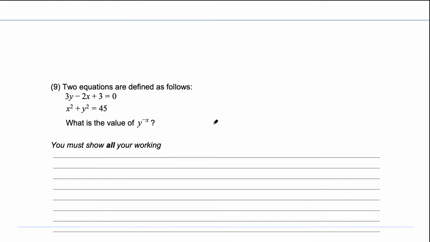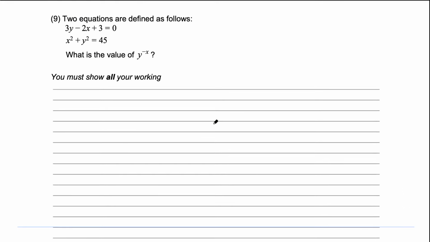Okay, question 9. I'm not going to go through question 9, but I just want to point out that there are actually two answers to this. So when it says what is the value of y to the negative x, it should say what is one value or what is the rational value or something. So slight criticism there for question 9.